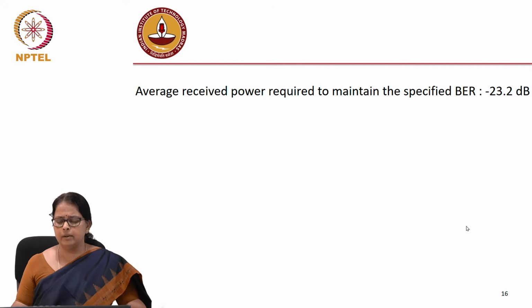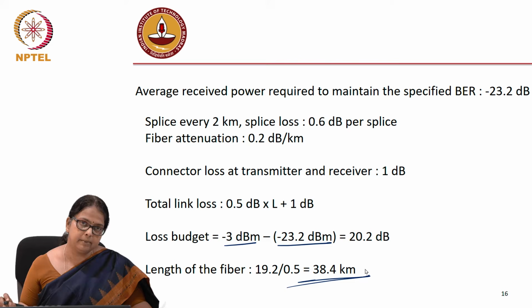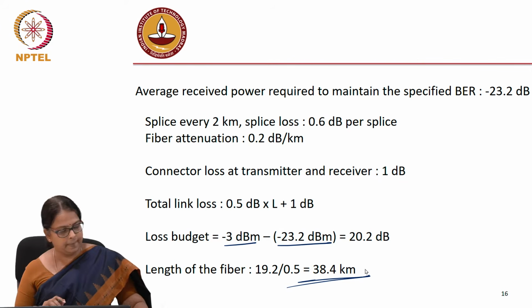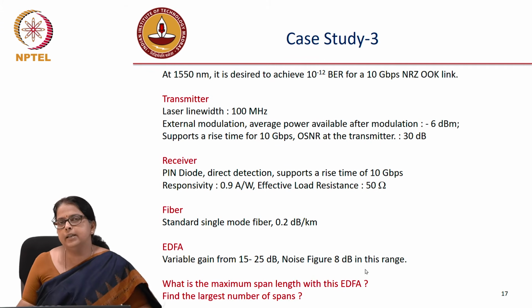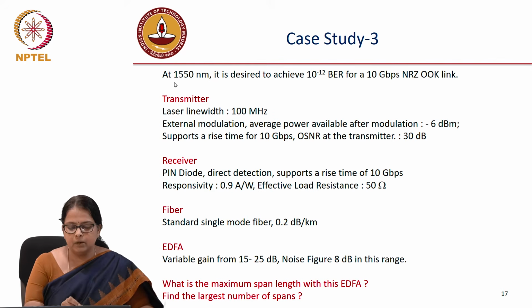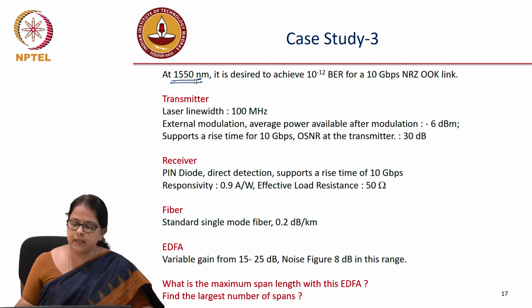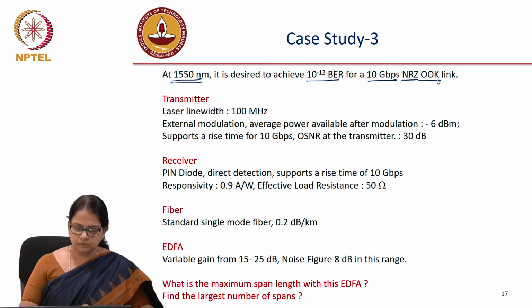So the average power required to maintain the link is not limited by dispersion, it is just limited by attenuation. Let's look at a third example where the link is now starting to depend on dispersion, because now you're going to consider 1550 nanometer. So consider a link at 1550 nanometer. It is desired to achieve 10^-12 BER, 10 Gbps NRZ link.